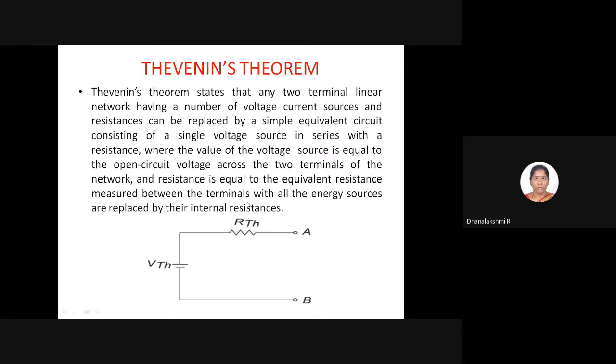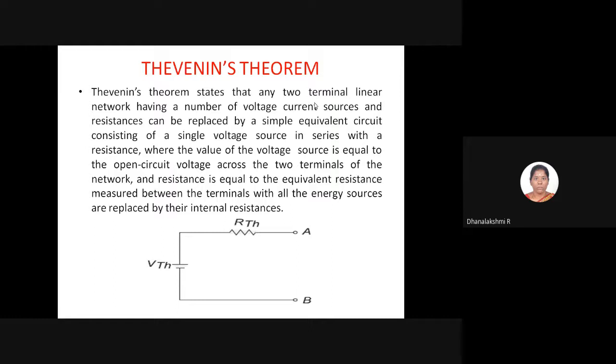The statement seems big, but it is very simple logic. Thevenin's theorem states that any two-terminal linear network having a number of voltage and current sources and also resistances can be replaced by a single voltage source in series with a resistance. This is the idea of Thevenin's. However big the network is, consisting of n number of voltage and current sources and resistances, all of it can be replaced by a single voltage source in series with a resistance.